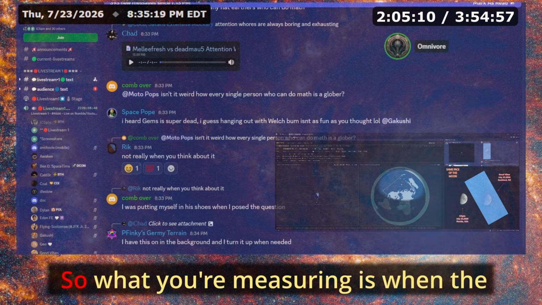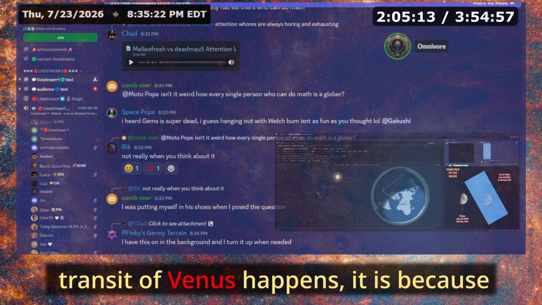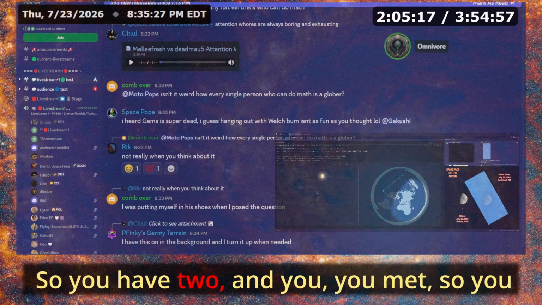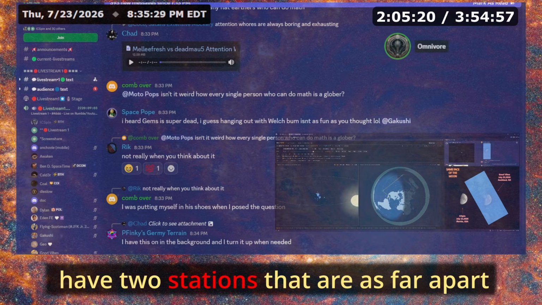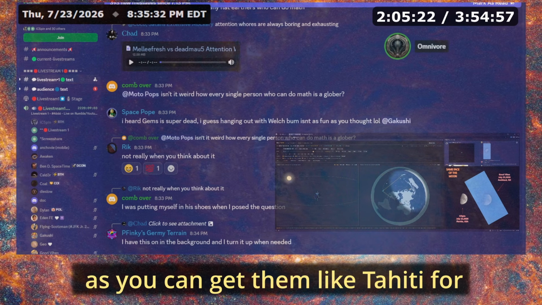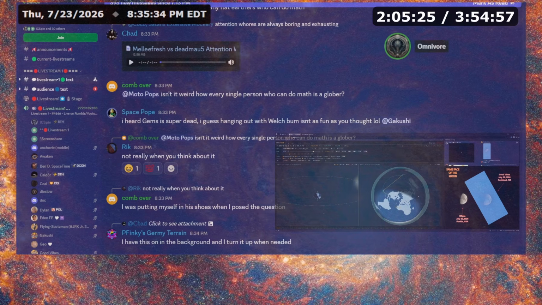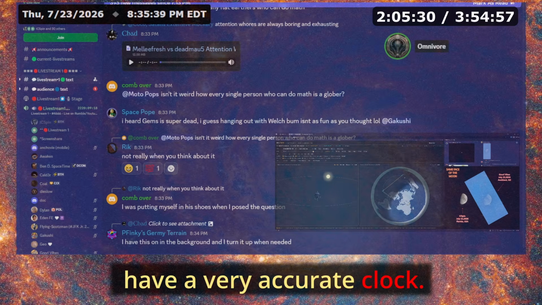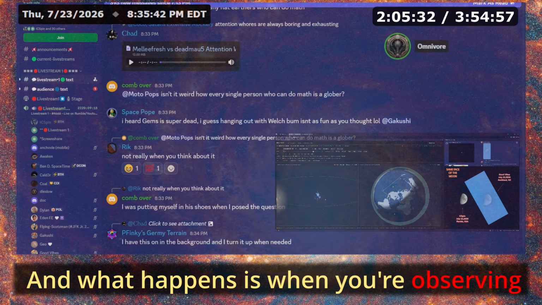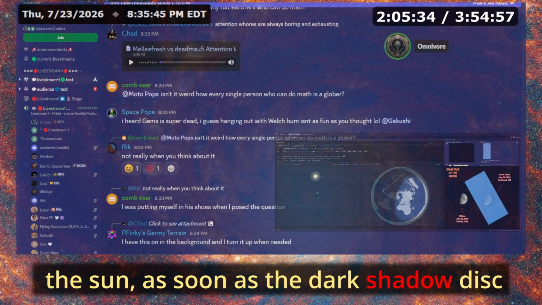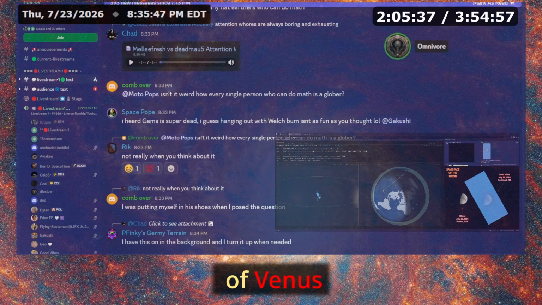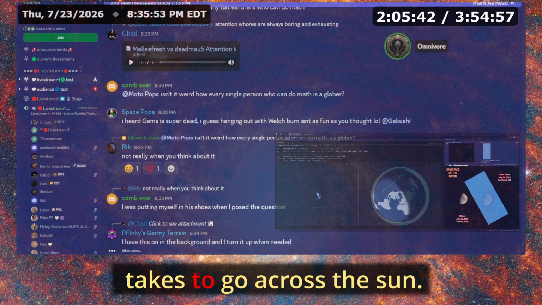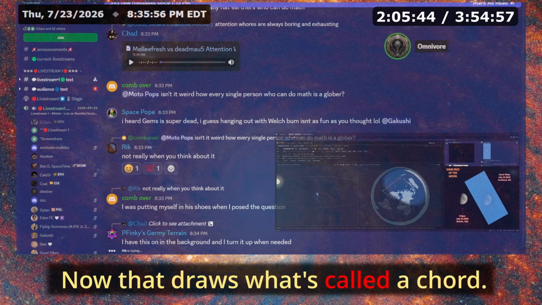Yes, I will. What you're measuring is, when the transit of Venus happens, the black disk of Venus crosses the sun. You have two stations that are as far apart as you can get them, like Tahiti for Captain Cook and London. Both parties have to have a very accurate clock. As soon as the dark disk of Venus touches the sun, you start timing it, and you time how long it takes to go across the sun. That draws what's called a chord.